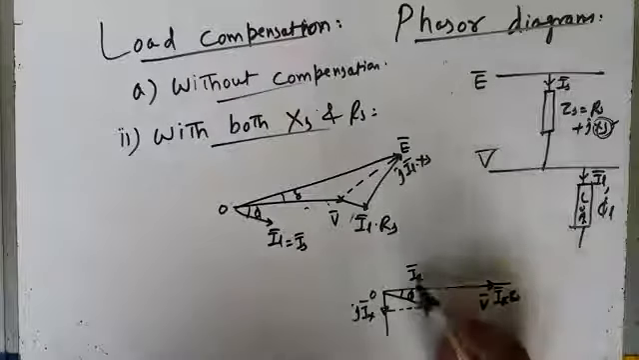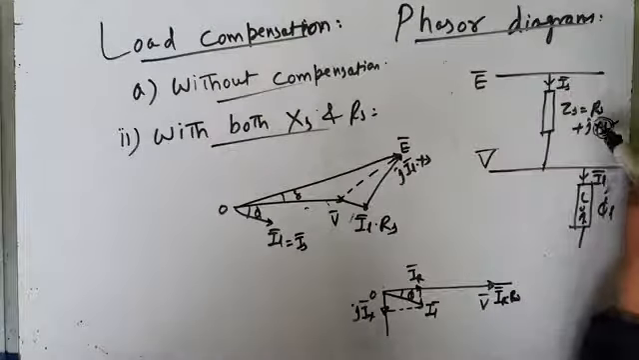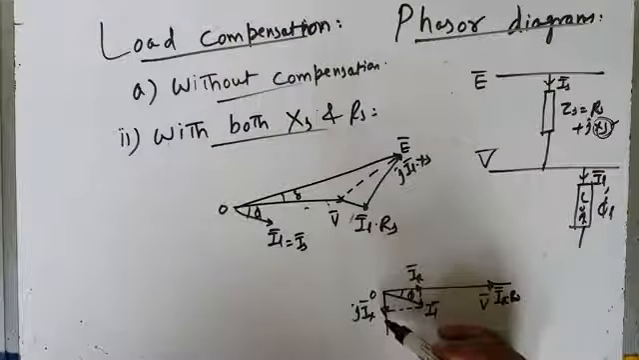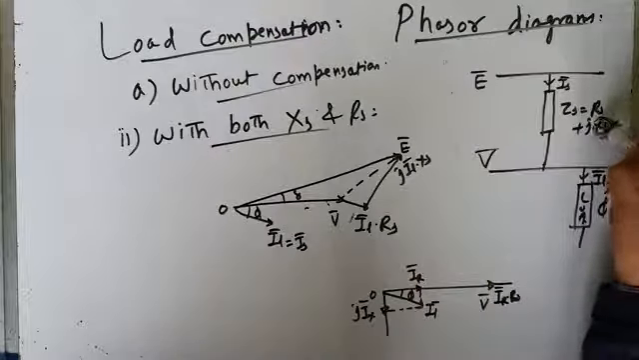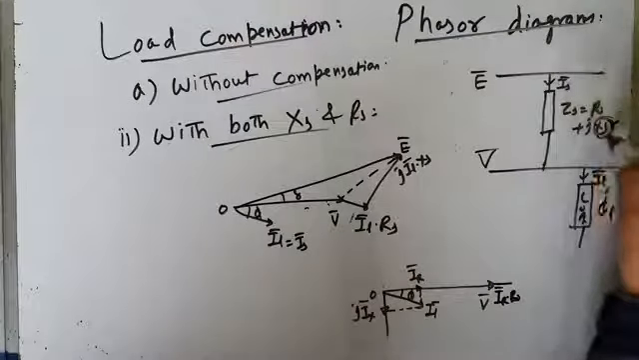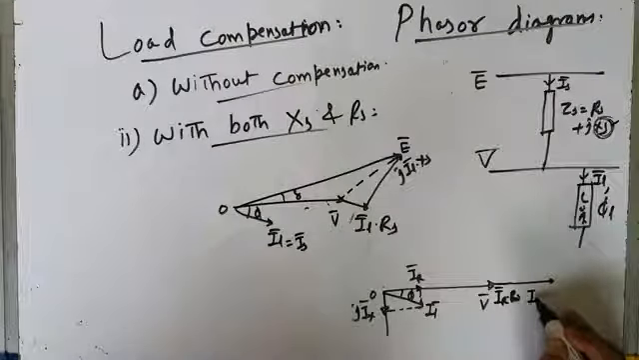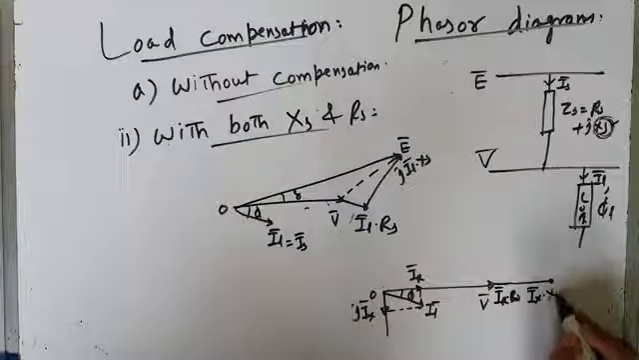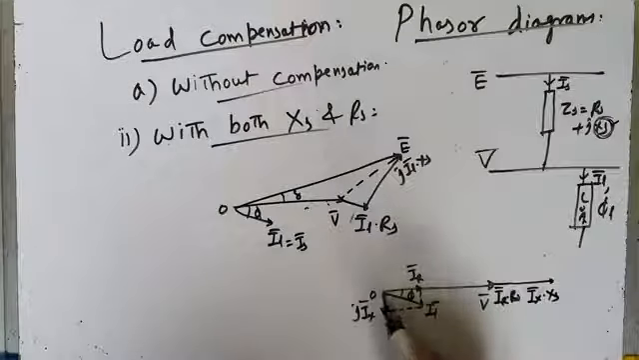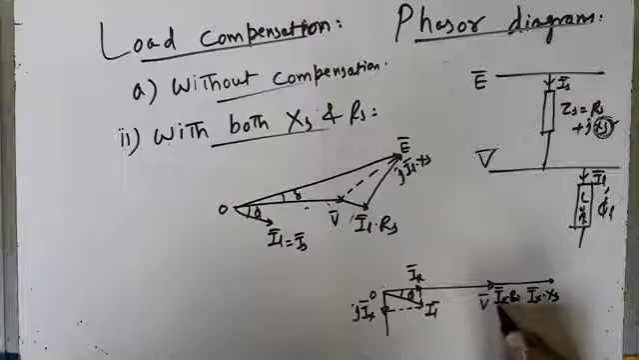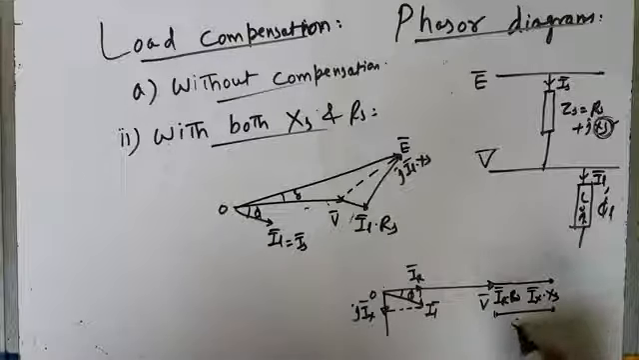Then in addition to resistive voltage drop, there will be reactive voltage drop through the system reactance. If this is IX, reactive component of the current, when it flows through the feeder reactance, it causes a large feeder voltage drop, IX into XS. And this IX into XS is at 90 degrees to IX. So IR RS plus IX into XS is the in phase component of the voltage drop, delta VR.